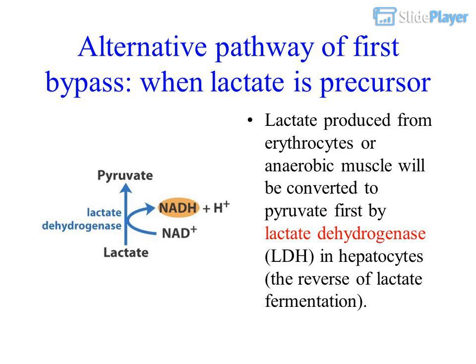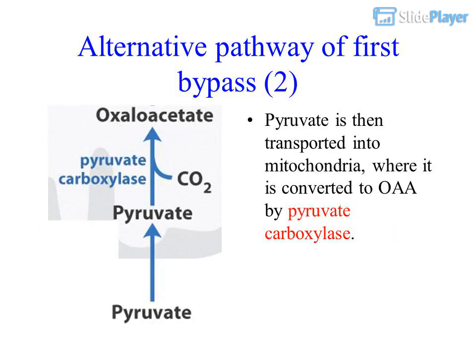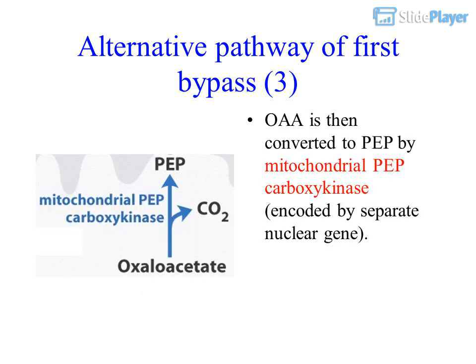Alternative pathway of first bypass, when lactate is precursor. Lactate produced from erythrocytes or anaerobic muscle will be converted to pyruvate first by lactate dehydrogenase, LDH, in hepatocytes, the reverse of lactate fermentation. Pyruvate is then transported into mitochondria, where it is converted to OAA by pyruvate carboxylase. OAA is then converted to PEP by mitochondrial PEP carboxykinase, encoded by separate nuclear gene.